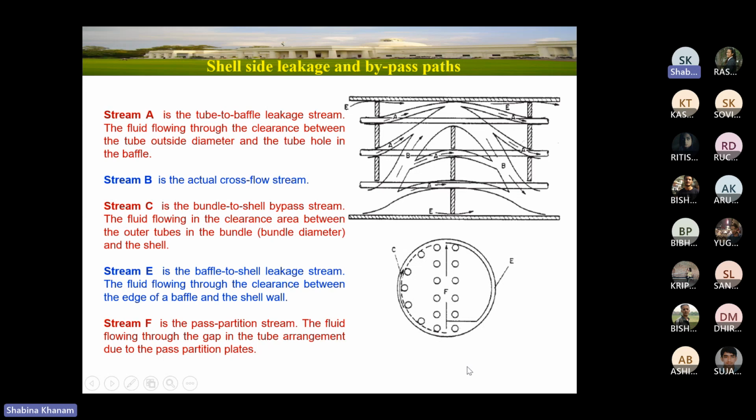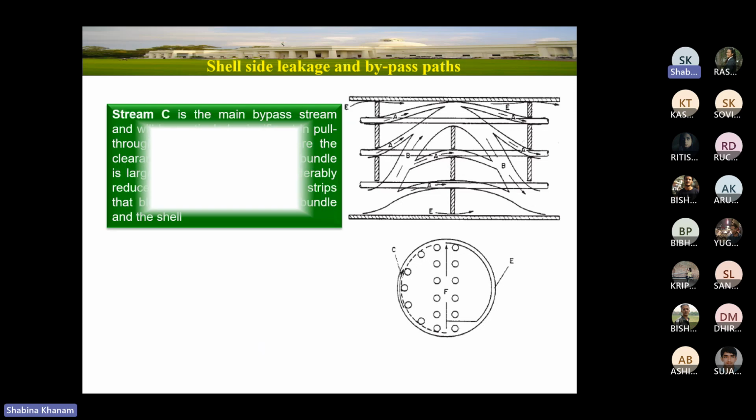In Bell's method, apart from stream F, all these streams are counted. Considering stream F as well, we have another method that we call the stream analysis method, or also HTRI method I think, but more precisely it is called the stream analysis method. So Kern's method will not count stream F, other streams it will count. Okay, so let's proceed further.